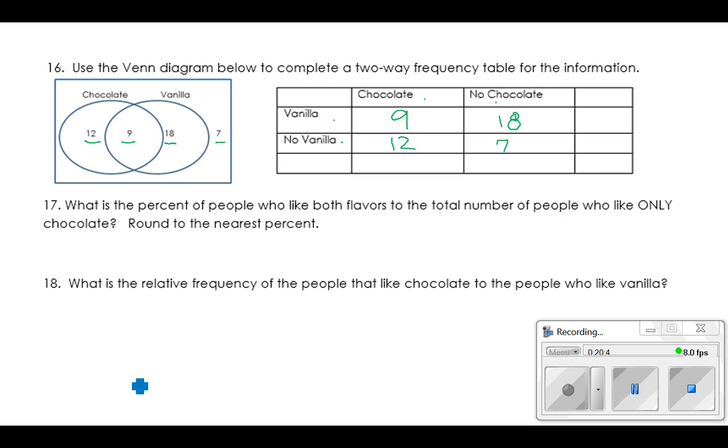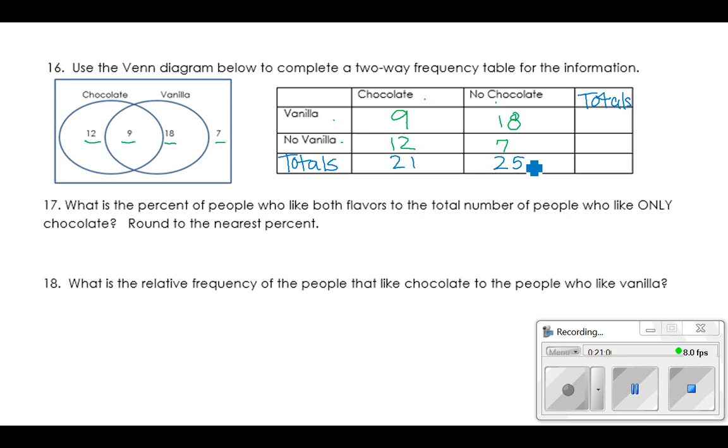So we're going to add across, and it should also add up going vertically. So here are the totals. I'm going to do the chocolate column first. 9 plus 12 is 21. 18 plus 7 is 25.